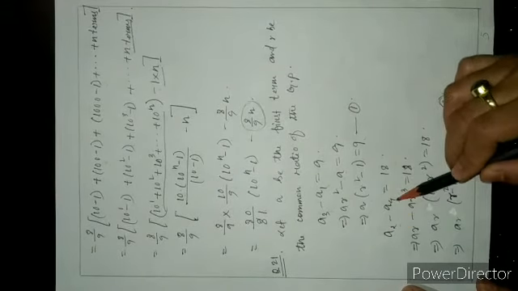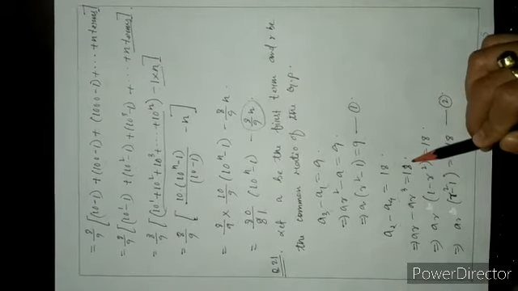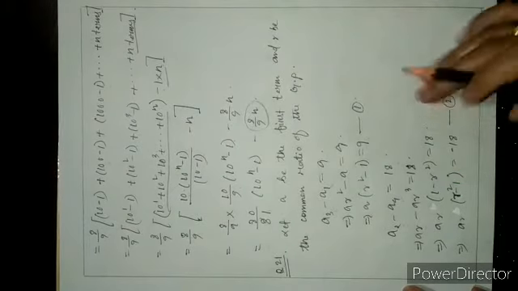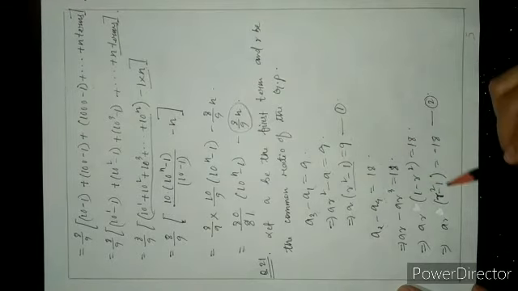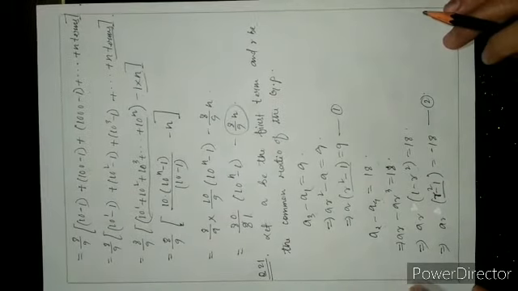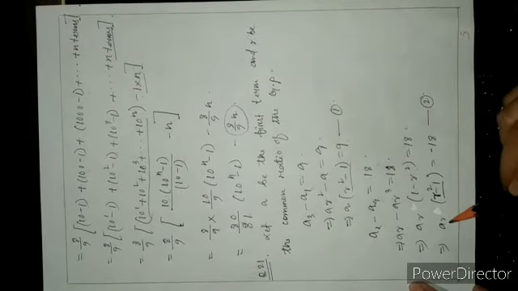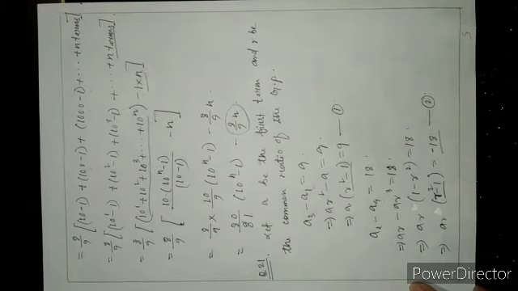Second, the second term is greater than the fourth term by 18, so second term minus fourth term equals 18: ar minus ar cube equals 18. Taking ar common: ar times (1 minus r square) equals 18. Multiplying both sides by minus 1, we get ar times (r square minus 1) equals minus 18. This is equation number 2.